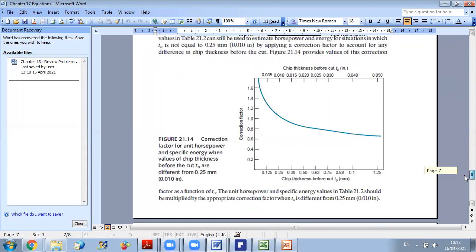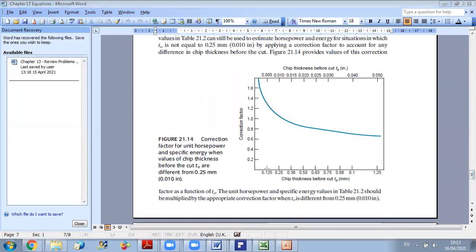If T0 is smaller than 0.25, then the operation will require more work because it's a finer operation. So I will have a correction factor larger than 1 below 0.25, while if the thickness is larger than 0.25, then the correction factor will be smaller than 1. Okay.